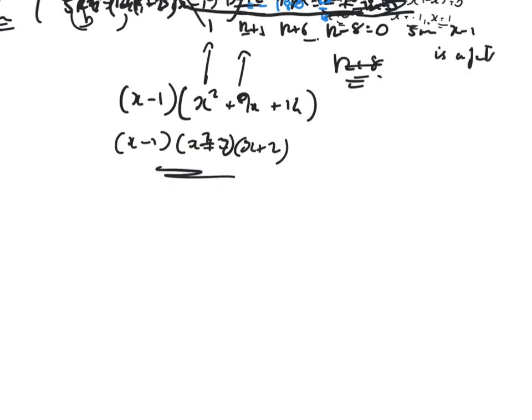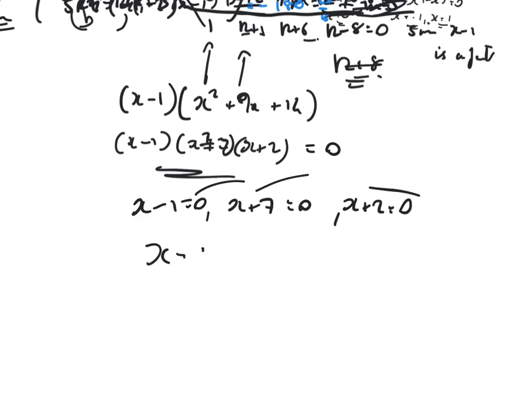It says solve the equation for it being equal to 0. X minus 1 is equal to 0. X plus 7 is equal to 0. X plus 2 is equal to 0. X equals 1, x equals minus 7 and x equals minus 2.